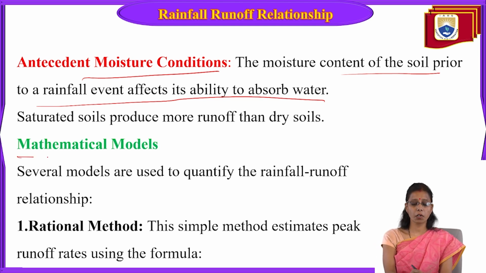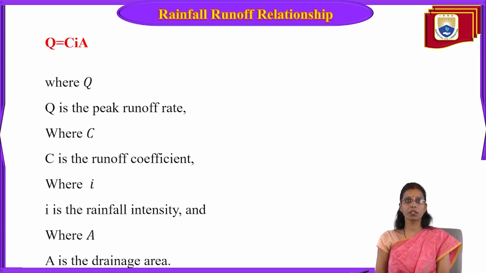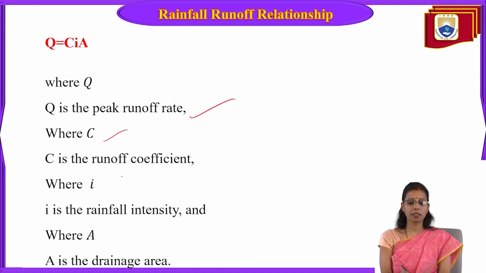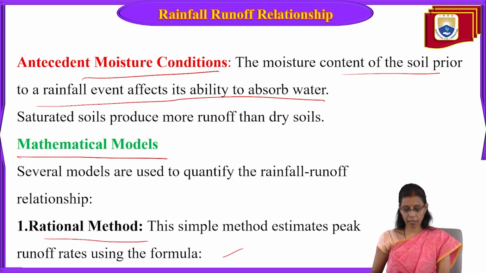Now if you see the mathematical models here, several models are used to quantify the rainfall-runoff relationship. First, we have the rational method. This is the simplest method, which estimates the peak runoff rate using the formula Q = CIA, where Q is the peak runoff rate, C is the runoff coefficient, I is the rainfall intensity, and A is the drainage area.